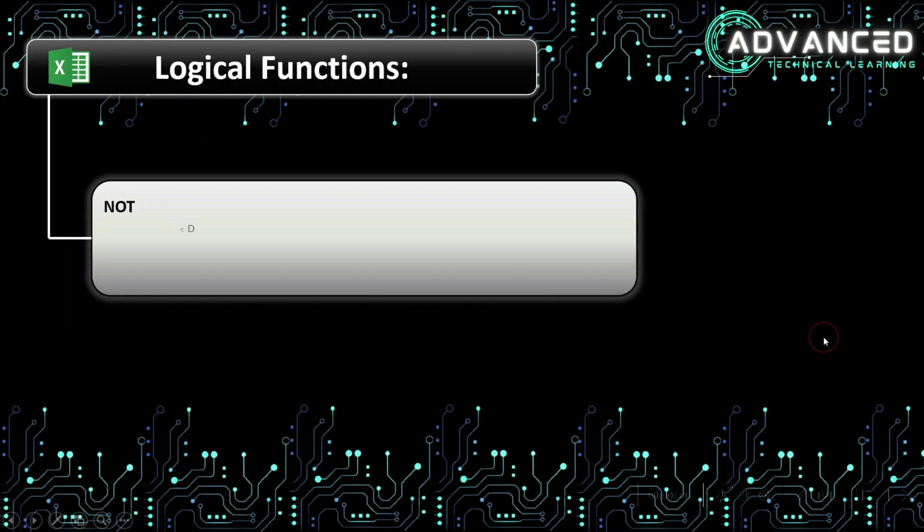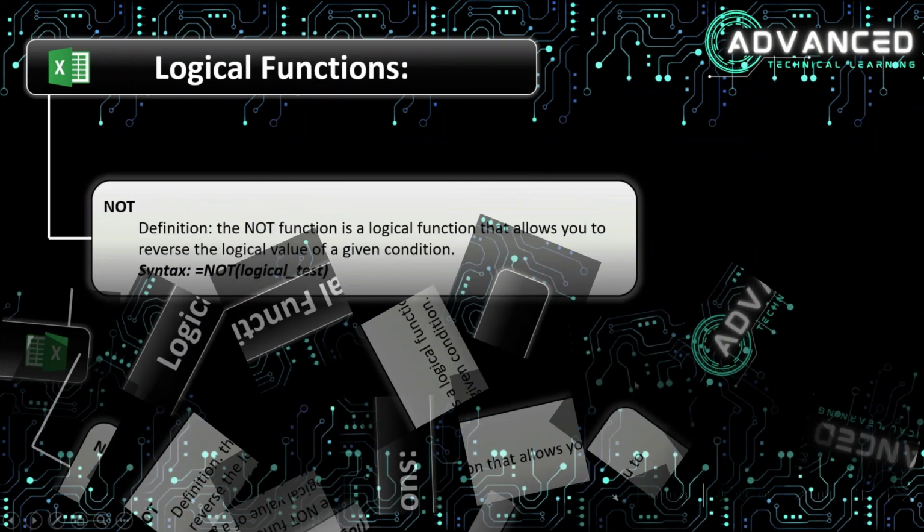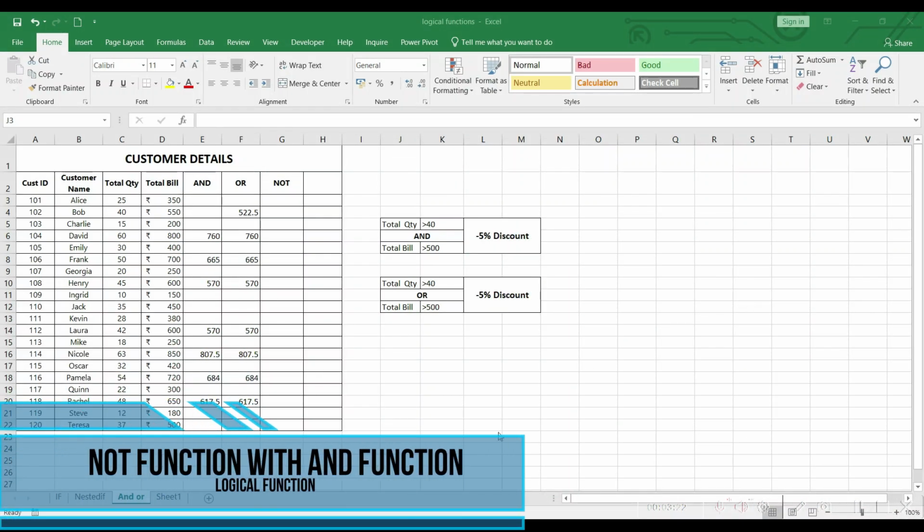NOT function. NOT function is a logical function that allows you to reverse the logical value of a given condition. It returns the opposite of the value that you provide. The NOT function is particularly useful when you want to evaluate whether a condition is not true, or in other words, when you want to check for a false condition. Here is the syntax for NOT function. So let's see how to perform NOT function.